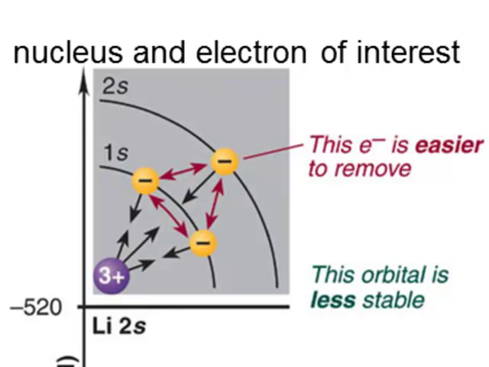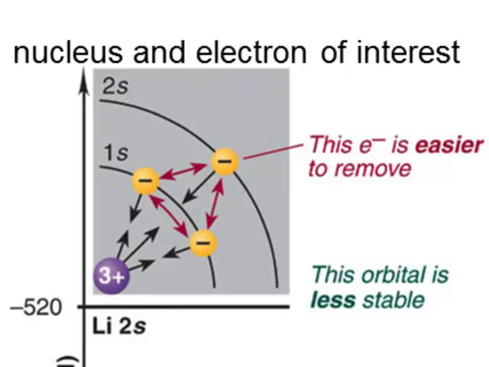Now if I look at Z effective for the 1s electrons themselves, well, that would be a +3 minus, well, S in that case would be 0, right? Because we have no electrons between the 1s electrons and the nucleus. So Z effective on those 1s electrons would be a +3 because they aren't shielded from the nucleus at all. Okay, so the 2s electrons would feel a charge of +1. The 1s electrons would feel a charge of +3.